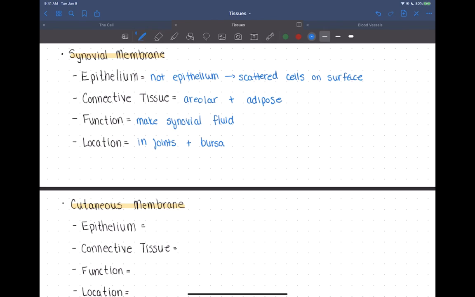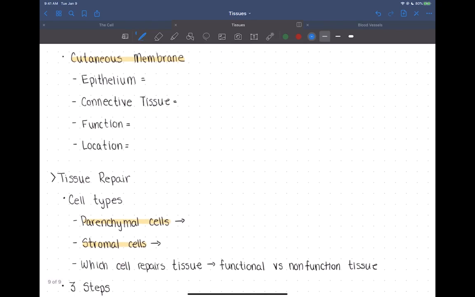Okay. Then our last type of membrane is a cutaneous membrane. Okay, and so the cutaneous membrane, our epithelial tissue, is going to be keratinized, stratified squamous. All right, so keratinized, stratified squamous. So an example of a cutaneous membrane is your skin. All right, we're going to spend the next chapter talking about the skin. Okay, and so the function of this cutaneous membrane is for protection.